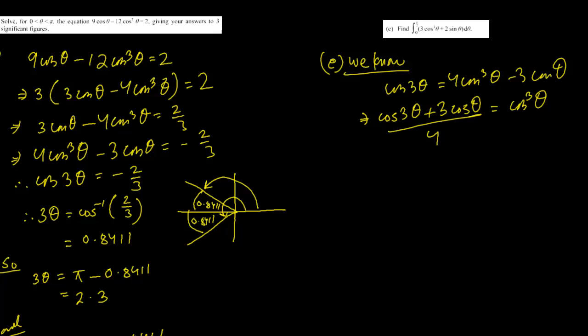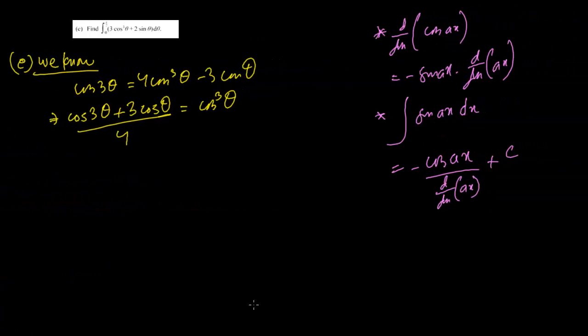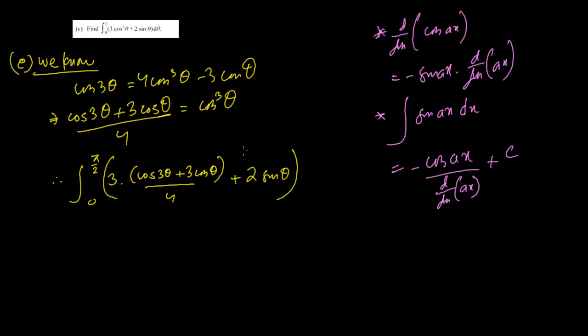Remember, we can only integrate angles, not powers of cos. So we can only integrate cos of some angle or that. We cannot integrate anything else. So we can now write this down as this. So therefore, integration with limits 0 to pi by 2. We write here 3, and instead of cos cube 3 we write cos 3 theta plus 3 cos theta divided by 4, and then we have plus 2 sin theta. So this is it, d theta.